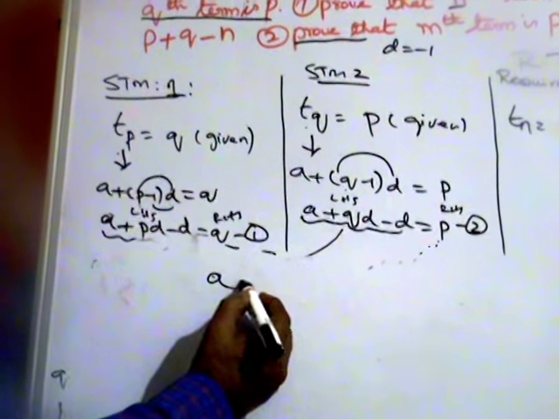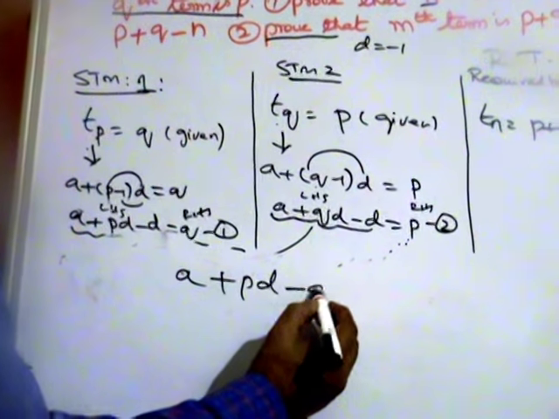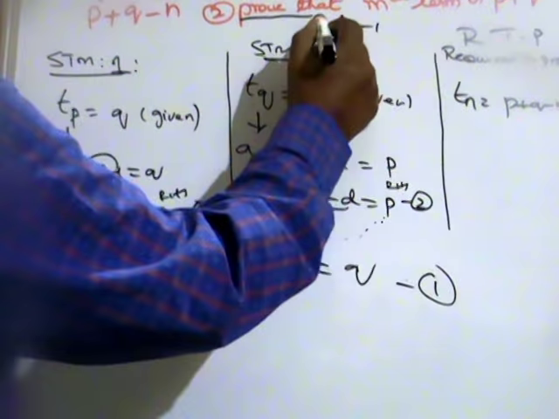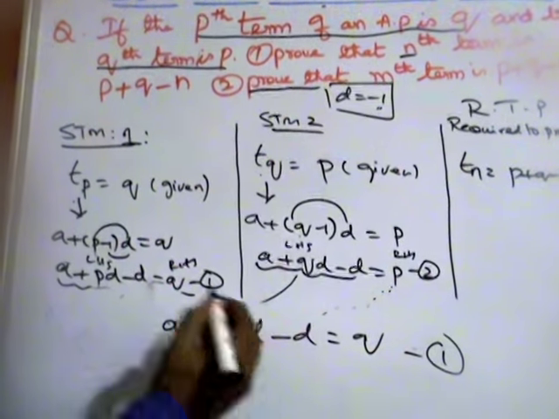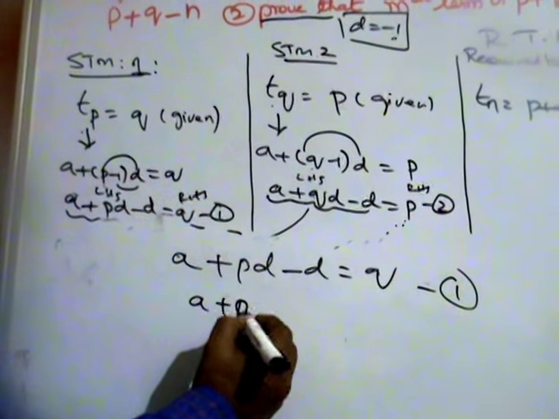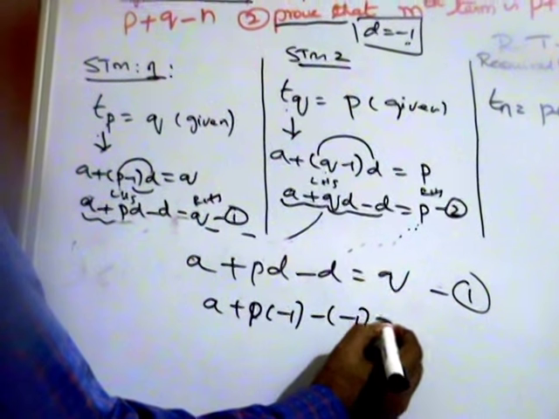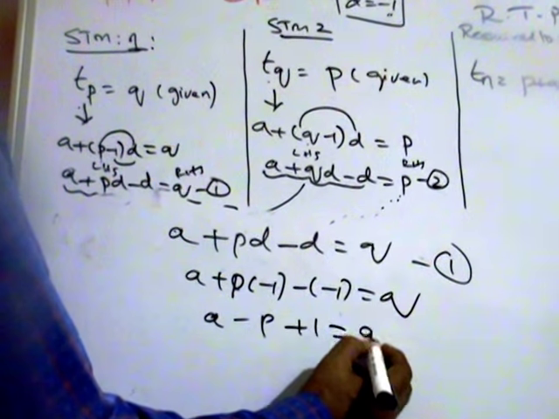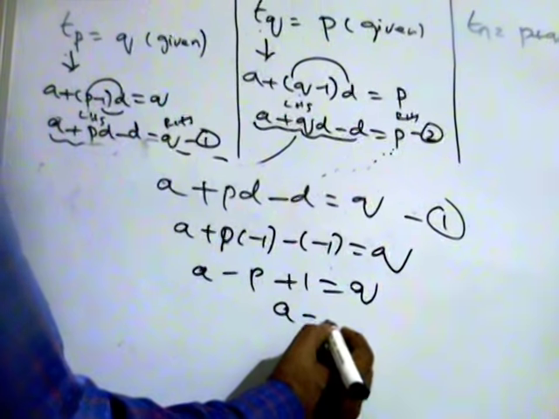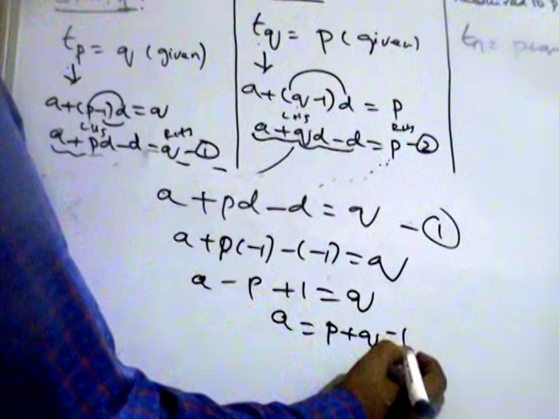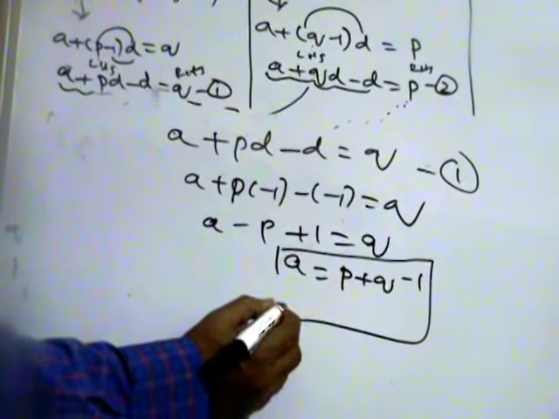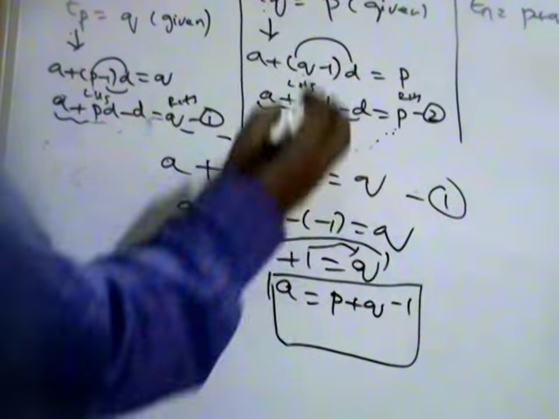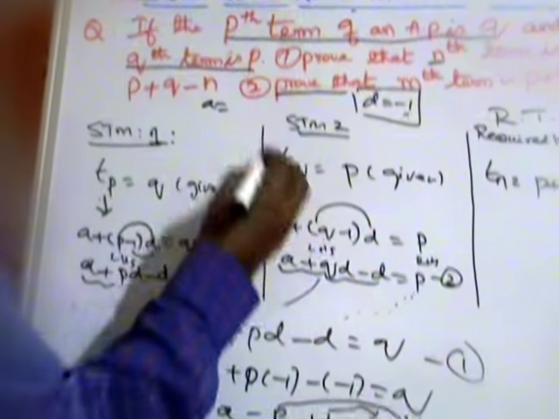Look here, A plus PD minus D is equal to Q. This is equation number 1. And D we got as minus 1. Wherever D comes, you put minus 1. A plus P into minus 1, minus of minus 1 is equal to Q. A minus P plus 1 equal to Q. Take all that side. A is equal to P plus Q minus 1. This you get when you take this P and this 1 that side. So A equal to, I write here, P plus Q minus 1.